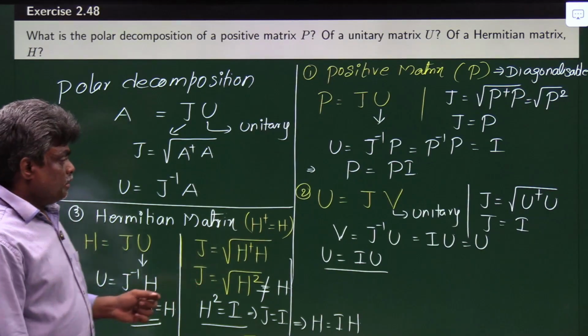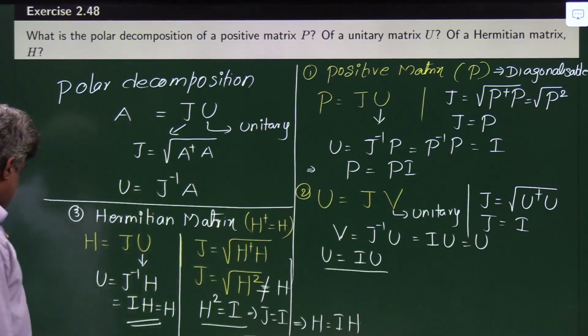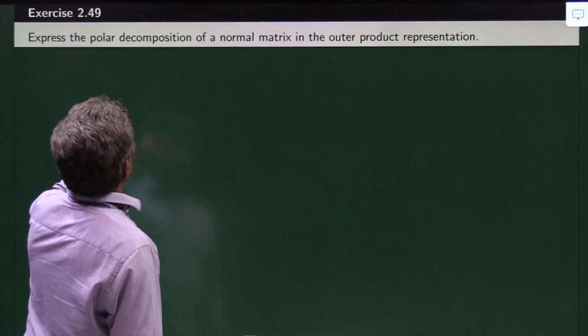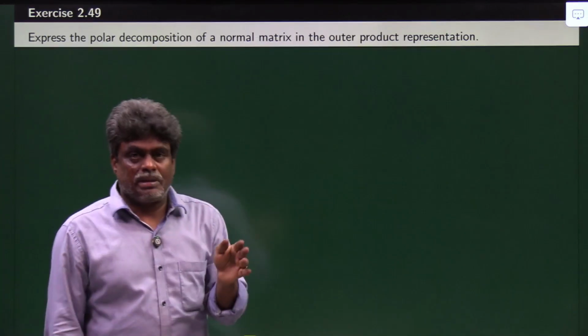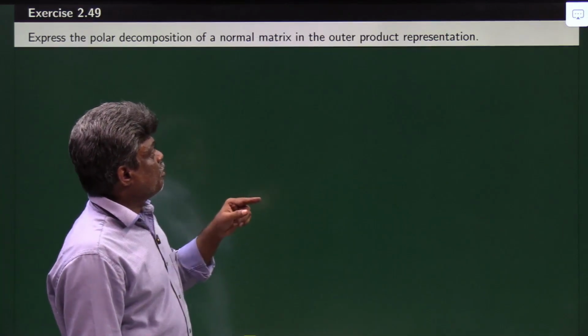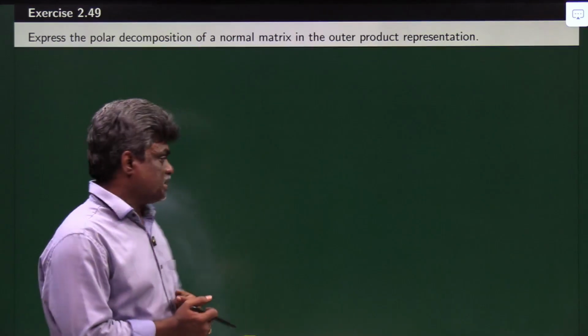Right. Okay. So if you have any doubt, please contact. And the next question. So this is asking to express the polar decomposition in the form of outer product representation.